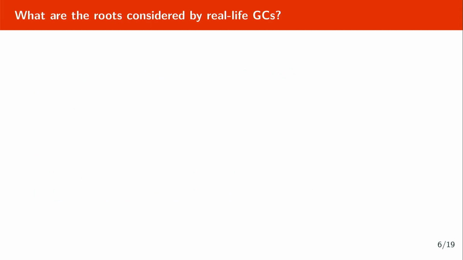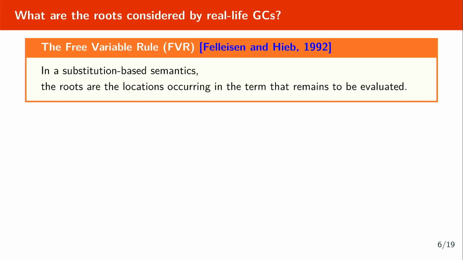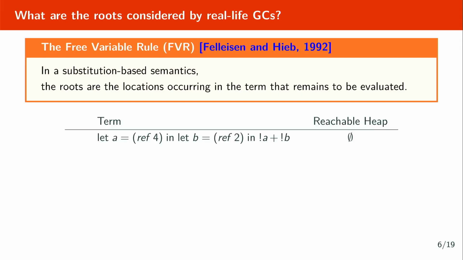And thankfully, we have an answer provided by Felleisen and Hieb, that is the free variable rule. It says that in a substitution-based semantics, the roots are the locations occurring in the term that remains to be evaluated. It is a complex definition, so let me illustrate it on an example. Here is a simple term, let a equals ref 4, b equals ref 2 in !a plus !b. And we start in the empty heap.